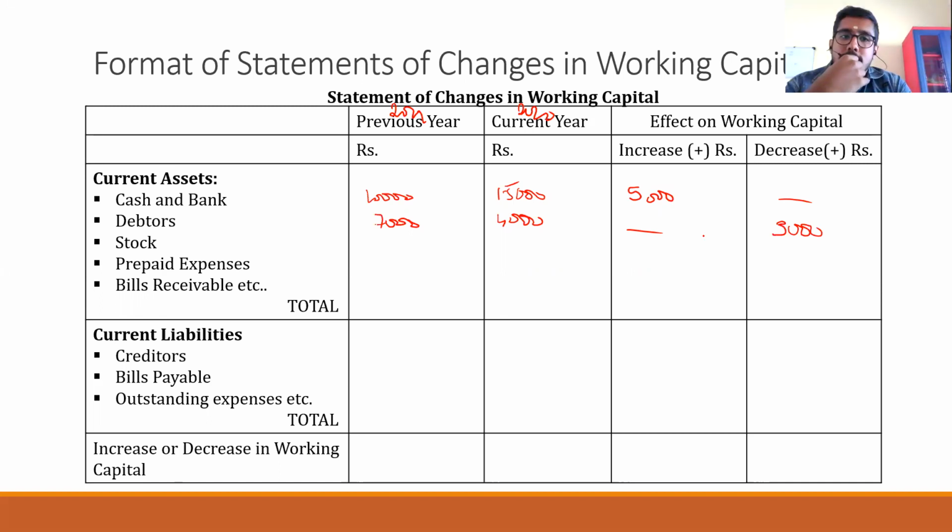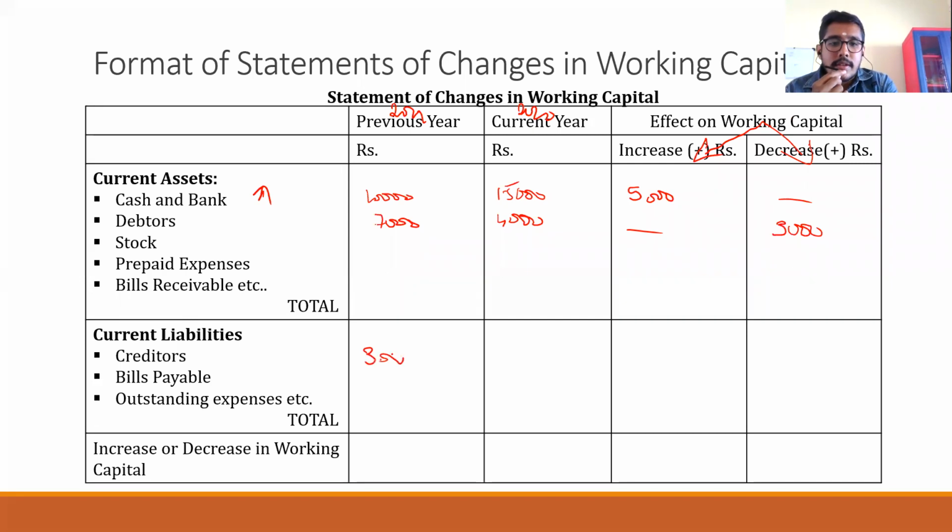So you have to understand that if current assets increase, working capital increases. If current assets decrease, working capital decreases. Now come to current liabilities.